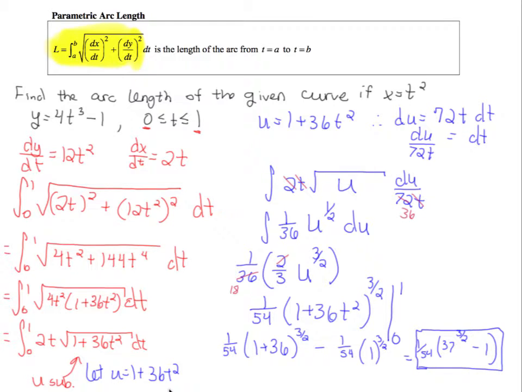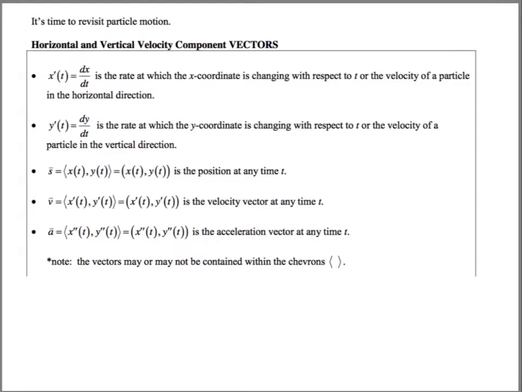So that's the total distance traveled by this particle starting from time 0 to time 1. As discussed earlier, arc length relates very closely to particle motion problems as the total distance traveled. In fact, parametric equations are very useful in other particle motion problems that are moving in two directions, vertically and horizontally. So let's look at our particle motion first.